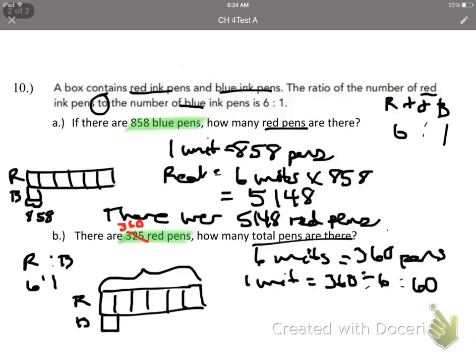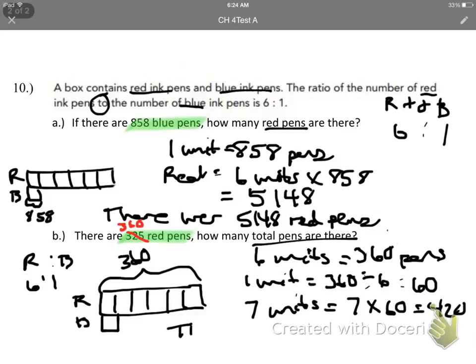So now I need to go back and it wants to know the total number of pens. Well, total number of pens would be 6 red and 1 blue. So that's 7 units equals 60. So we're going to do 7 times 60. We're going to get 420. So it says how many total pens are there? There are 420 total pens.